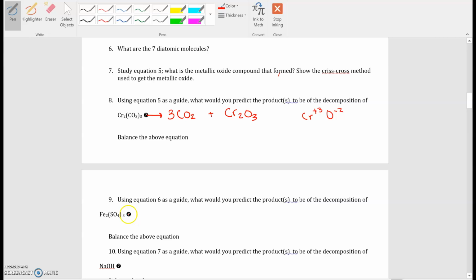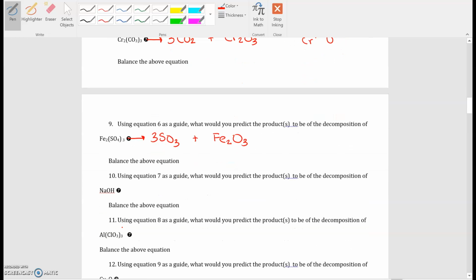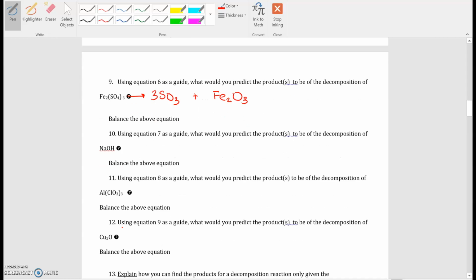Here, the sulfate is going to give off sulfur trioxide and the oxide compound. In this case, I have iron 3, so it'd be Fe2O3. Balancing wise, looks like we're going to put a 3 here. That's 9 and 3 is 12, which is what I have, so that looks to be balanced. I'll let you guys follow the rules for 10 and 11.